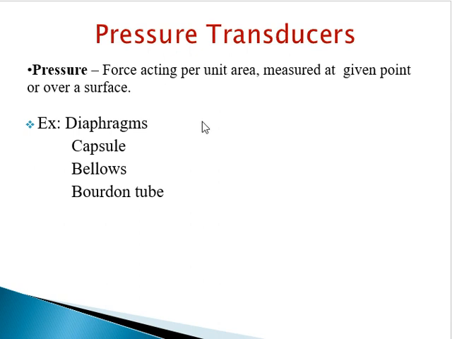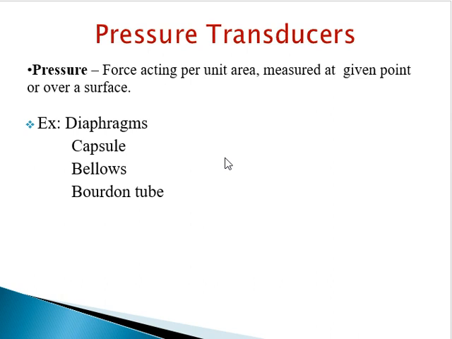That's why pressure transducers and force transducers are generally similar. We can use a pressure transducer for force measurement or a force transducer for pressure measurement, no problem. Examples of pressure transducers include diaphragms, capsules, different types of bellows and the Bourdon tube. These are different shapes which are used for measurement of pressure.